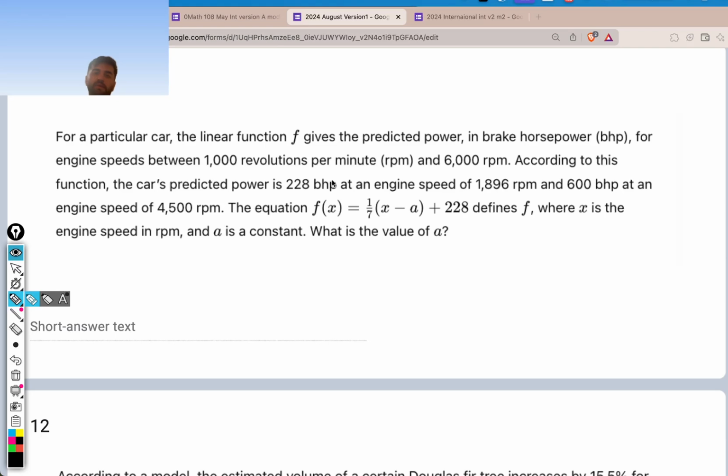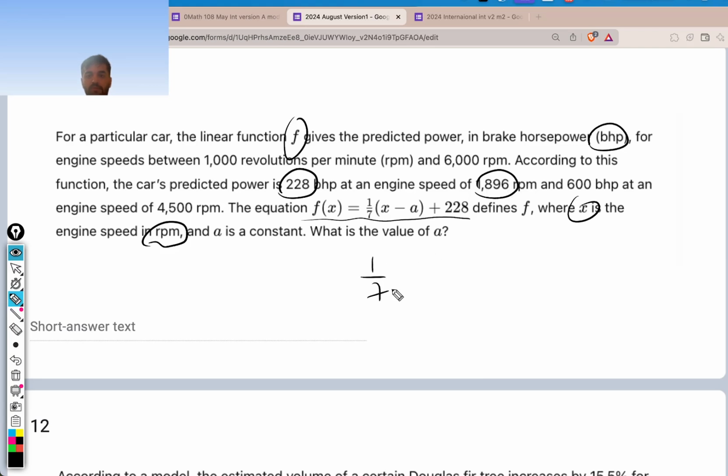Eleven. Here you have to identify what f and x are. F is BHP and x is... okay, it doesn't give us what x is. Okay, x is RPM. So let's take this function and let's write instead of x, for example, 228 and 1896.